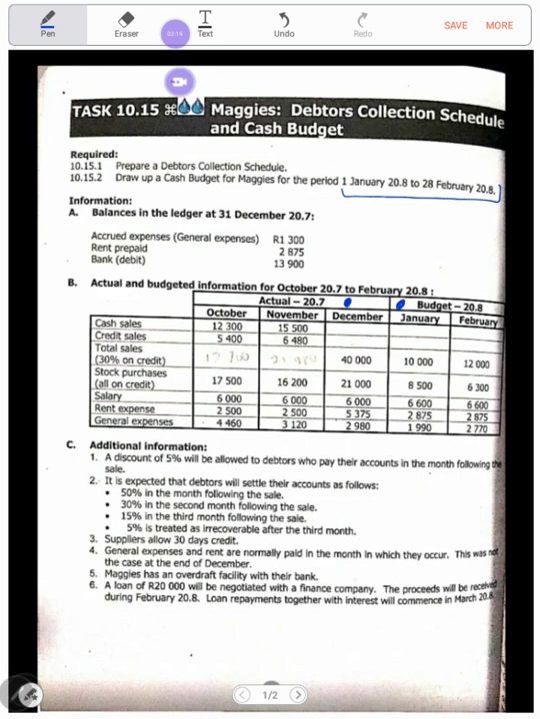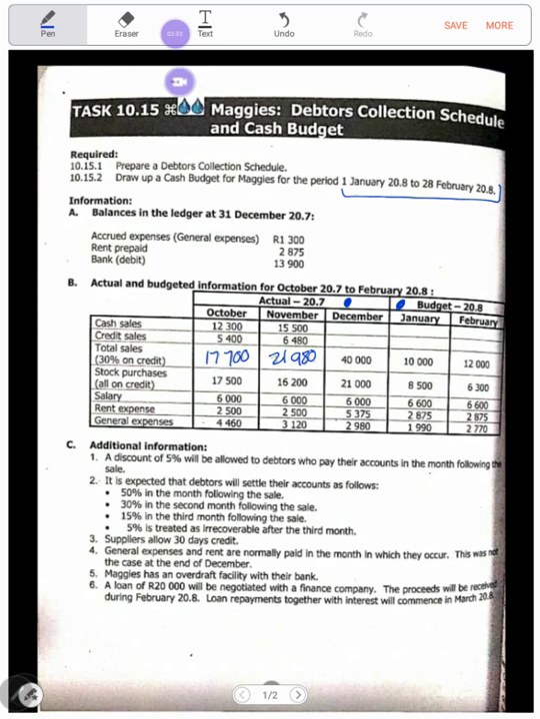You will see that for October, we have cash sales worth 12,300 and credit sales worth 5,400. If you add that up, you should get total sales of 17,700 rand. The very same for November. If you add those two up, your total sales should be 21,980 rand. But as you can see, for December all the way to February, they've given us the total sales.